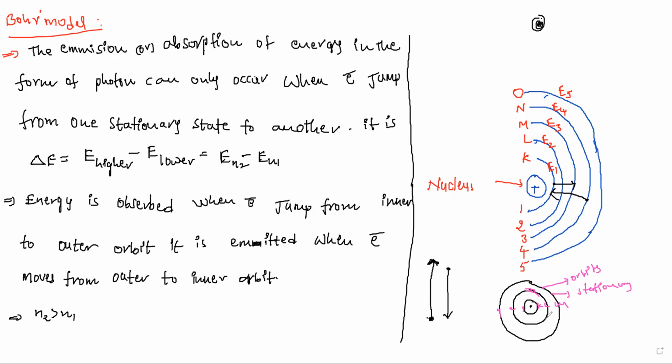And here the absorption takes place. When the electron absorbs energy, it goes from a lower energy level to a higher energy level. That is called absorption. When the electron emits energy, it comes back from a higher energy level to a lower energy level. That is called emission. The energy change is E2 minus E1, that means higher energy level minus lower energy level. Did you understand this one?